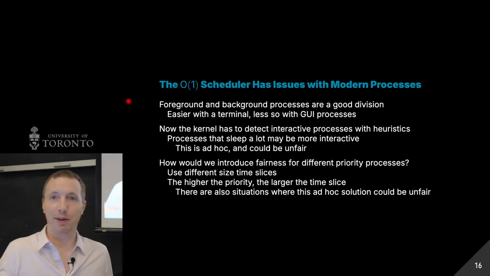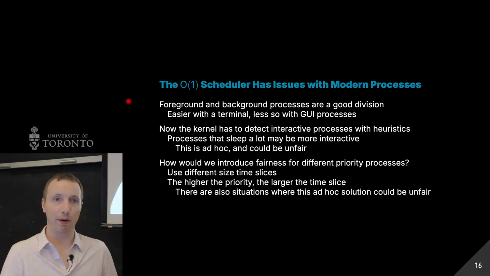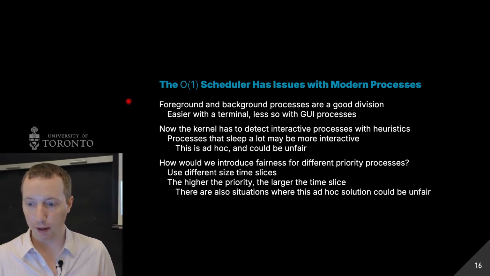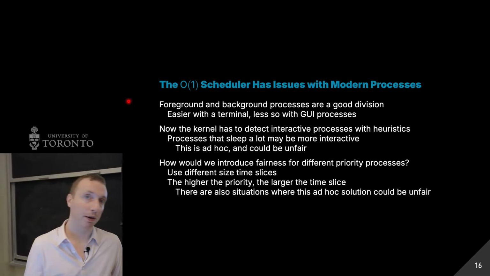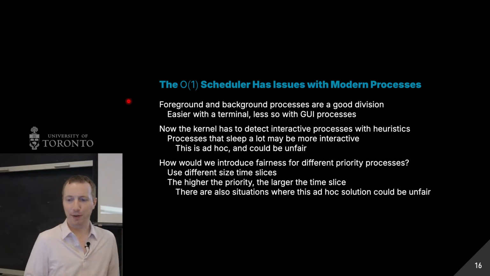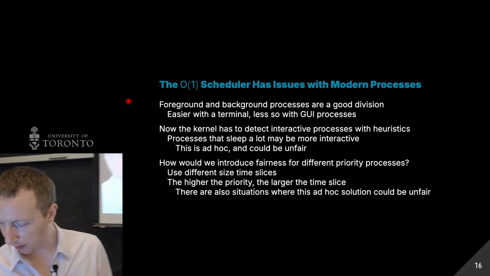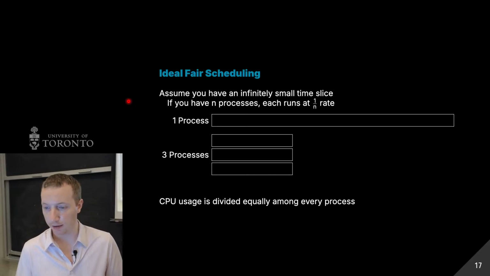Other ways to think about that, like maybe we just have different sized time slices for different processes depending on how much we care about them. Maybe the higher the priority, the larger the time slice. Even if you do that, there are situations where that could be unfair. So what did they try and generalize? What did they settle upon?